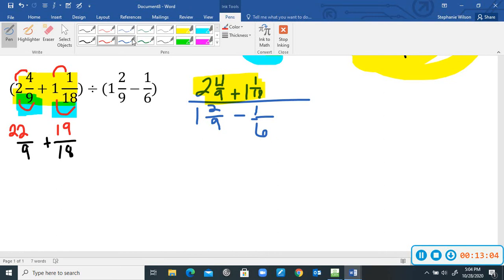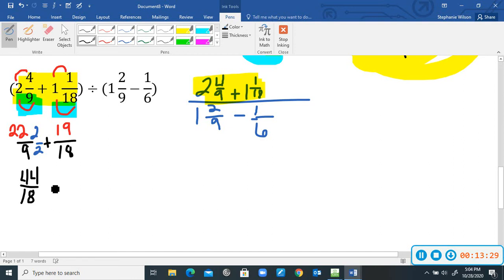So now I'm going to say, what is my least common denominator? Well, I notice I have 18 and I have 9. 18 will go in 18 and 9 will go in 18. So let's multiply this one fraction by 2 because it will give me 18. And when I do that, I get 22 times 2, which is what? 44 over 18 plus the 19 over 18. And now that my denominators are the same, I'm going to go ahead and write it all over the 18.